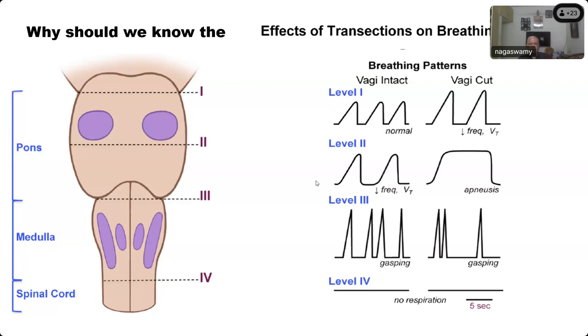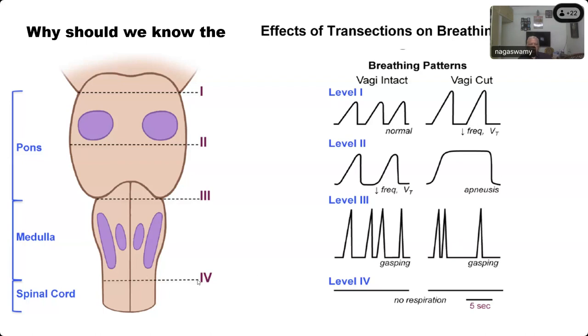And if it is in the middle of the pons, and if the vagus is intact, there is a decrease in frequency, which is similar to this, but an increase in tidal volume. But if the vagus is also injured, then the patient goes in for what is called apneustic breathing. There is no regular pattern, there will be a sudden prolonged inspiration followed by expiration, which is called apneustic breathing. And in the third level, it will be gasping-like breathing if the vagus is intact. And if the vagus is cut, then it will be intermittent gasping.